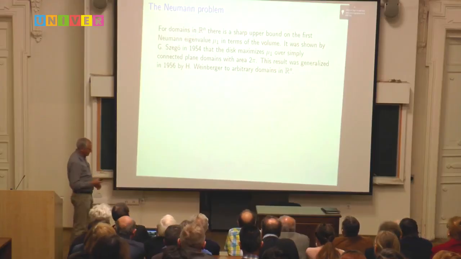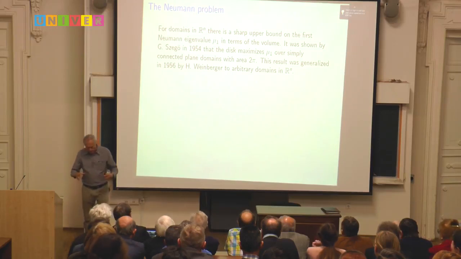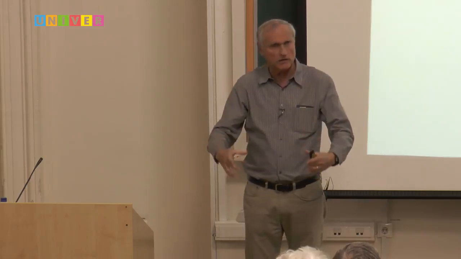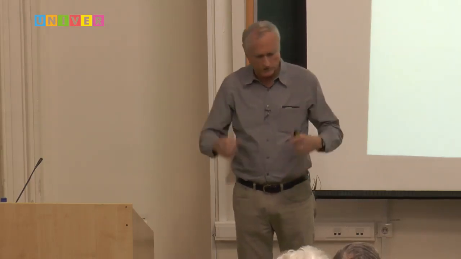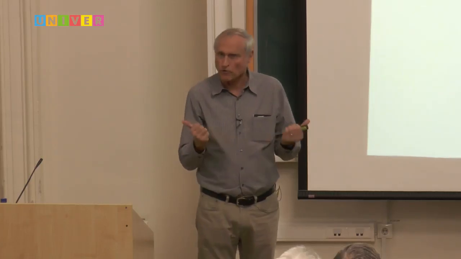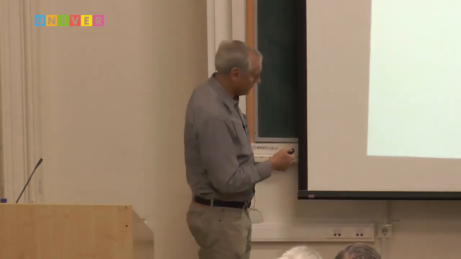So the Neumann problem is the physical problem where you allow the boundary of the vibrating drum to move freely on a frictionless cylinder over the boundary. So it's just allowed to move up and down on the boundary, and then the corresponding boundary condition is that the normal derivative of the eigenfunction is 0 on the boundary.